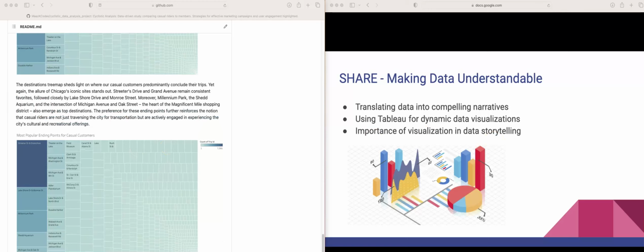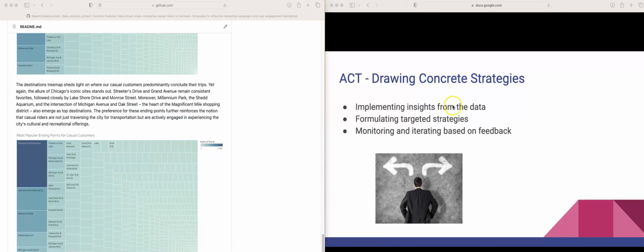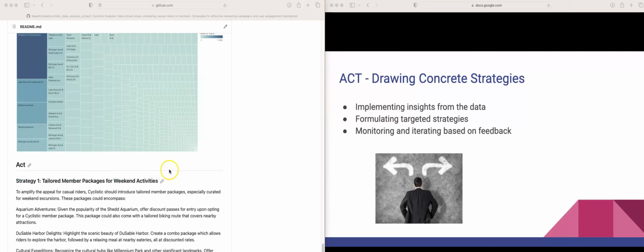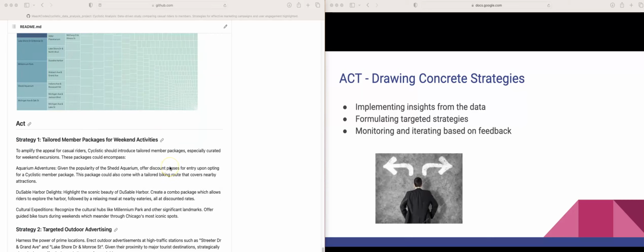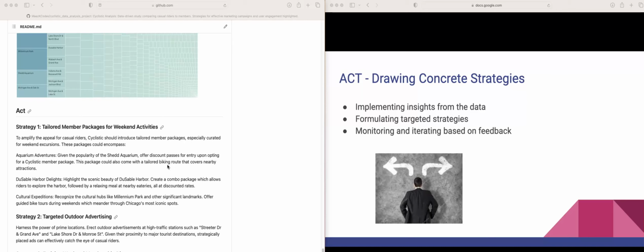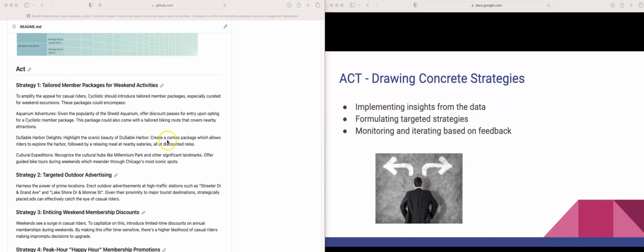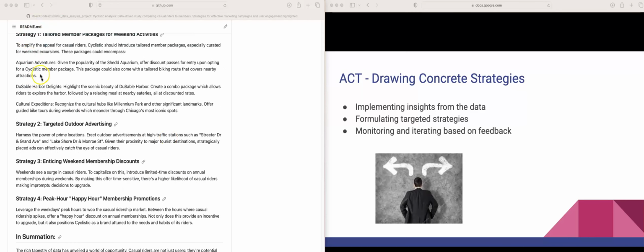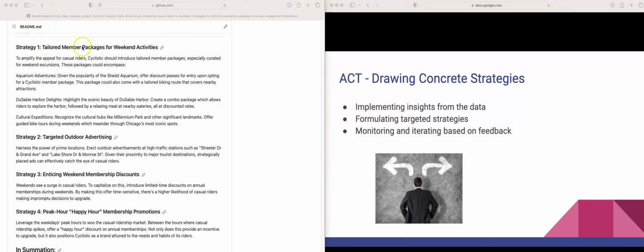Finally, we reach the last stage, which is act. This is all about drawing concrete strategies to implement insights from the data. So we got the data, we see what it's talking about. Now what do we do? And this is where the data analysts themselves come up with some strategies and present them to stakeholders. So as you could see, there's a few strategies I came up with to target the one-time customers and convert them into subscribers.